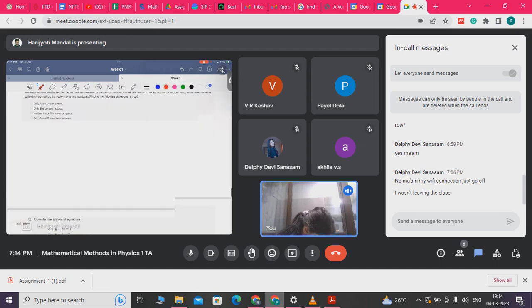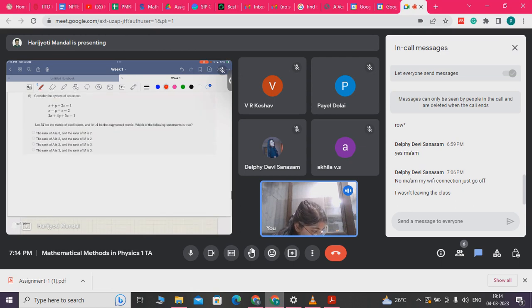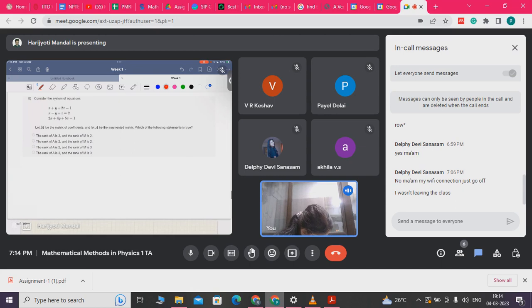Now first, try problem number 5, because it is a row reduction. I will explain problem number 4 also, but first take this problem number 5.